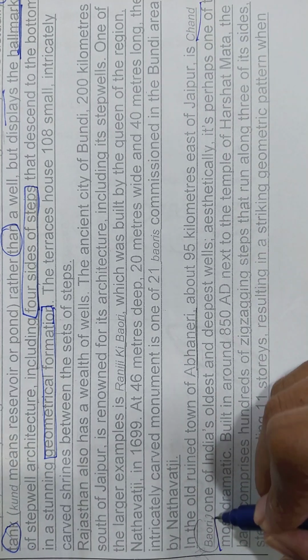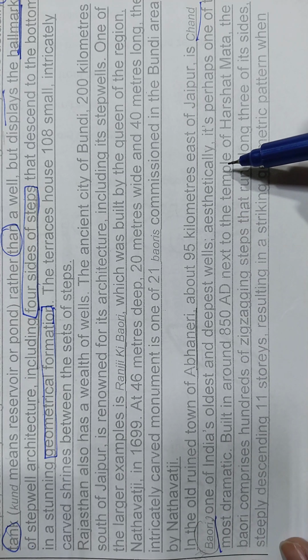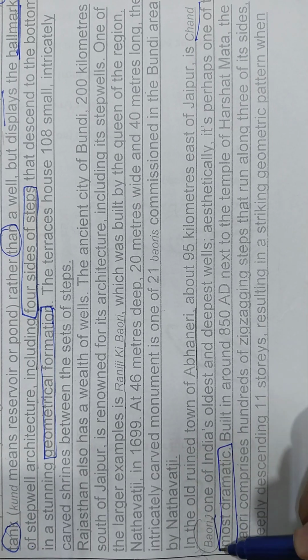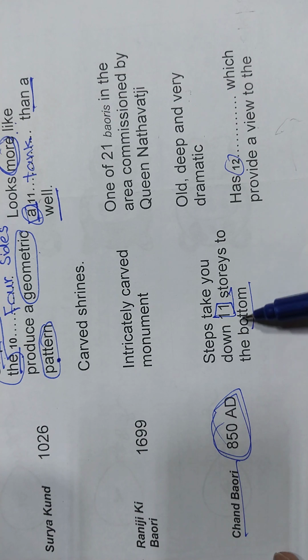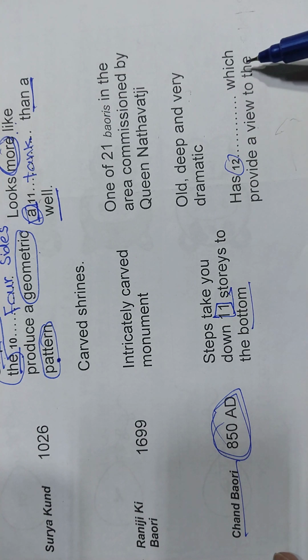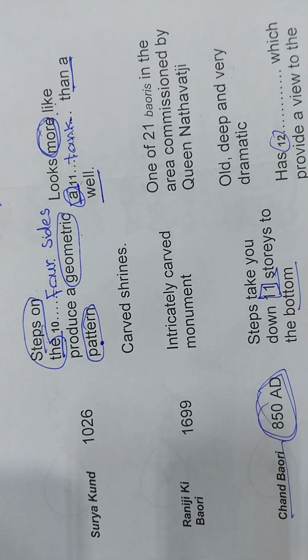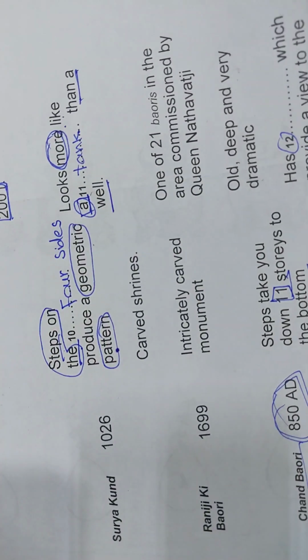Chand Baori, or Bori, the exact person from the region can pronounce it well, so please excuse me for this. One of India's oldest and deepest wells, aesthetically it's perhaps one of the most dramatic, built in around 1850 AD. So our keyword is here. Let's move towards the answer. Steps take you down 11 stories to the bottom, has a dash which provides a view to the steps. So we are supposed to find out the answer.